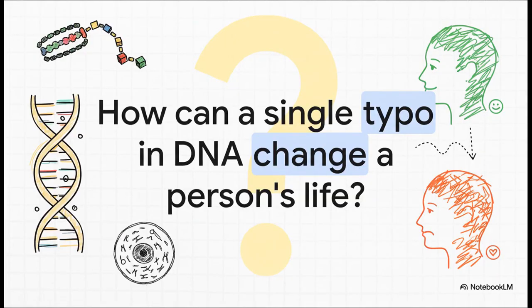It sounds kind of crazy, right? How can one single mistake, just one letter swapped out of 3 billion, be the difference between perfect health and a lifelong disease? That's the huge question we're going to unpack right now.